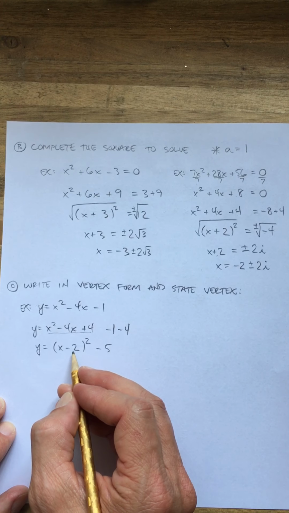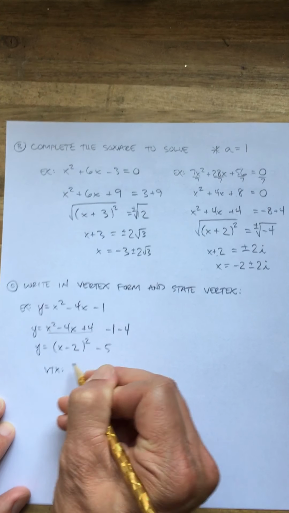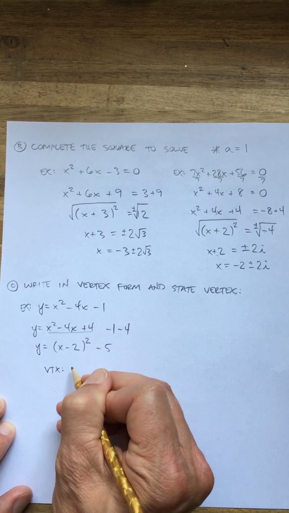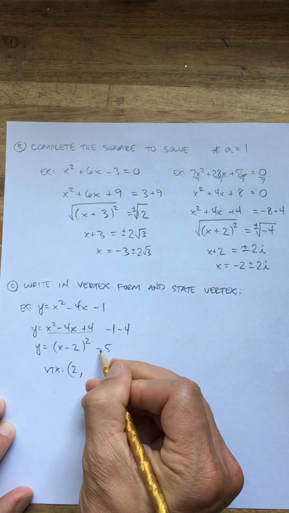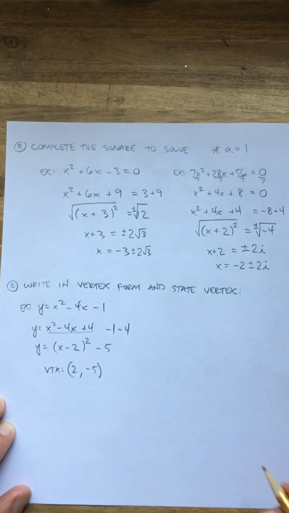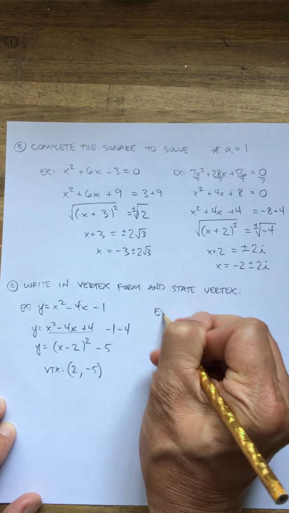Y equals, here's my vertex, right? My vertex is going to be opposite, right? H opposite, so 2. And k, keep it the same, negative 5. All right, let's do one more.